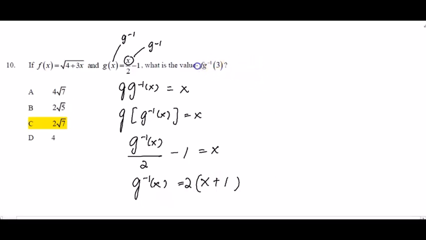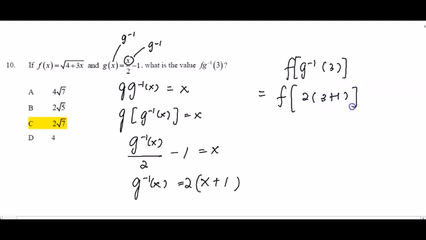And now I'm going to find f of g inverse of 3. Again, I will put a bracket for the g inverse 3 so I can see that clearly. I'm going to get the g inverse 3 first. What is the g inverse 3? Meaning that we replace the x in the function of g inverse with 3. So when x is replaced by 3, here will be 2 multiplied by 3 plus 1, that will be 4 multiplied by 2. Now we got 8.